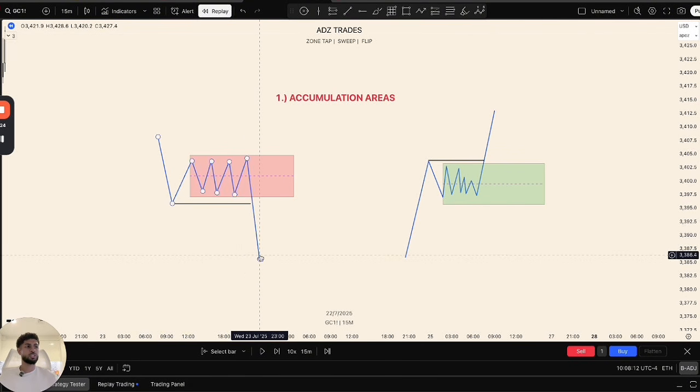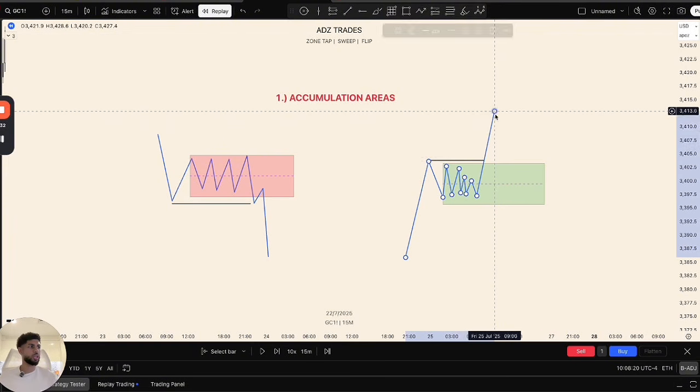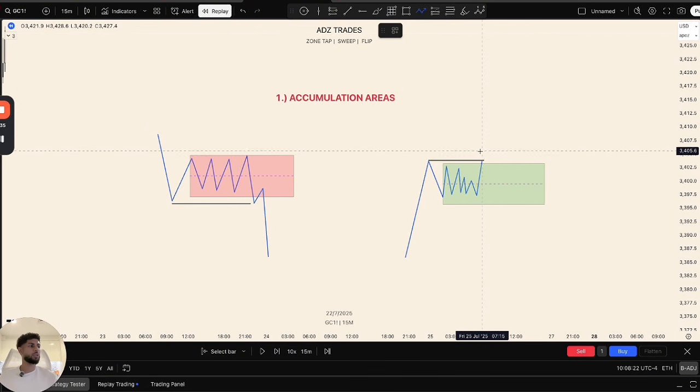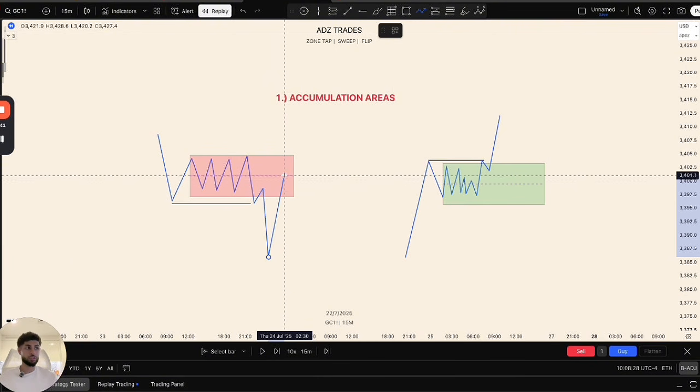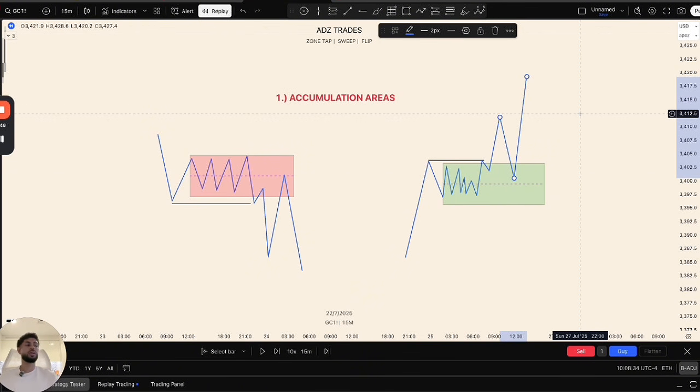Again, accumulation. In these accumulation areas, you're going to realize we have shallow taps. So again, in this accumulation, we're going to have shallow taps. So when you look to take your sell in this accumulation area, you're going to wait for price to sweep that, dump. When you look for buys in this accumulation area, you're going to look for price to sweep that, pump.